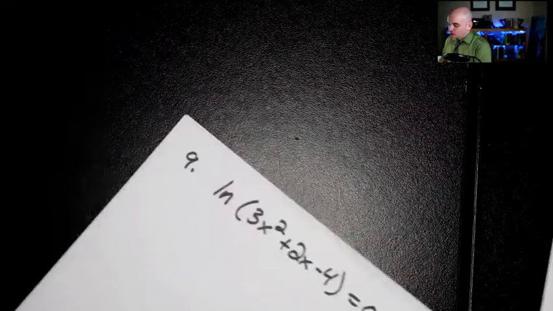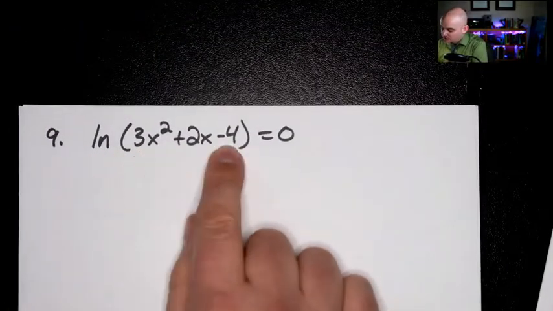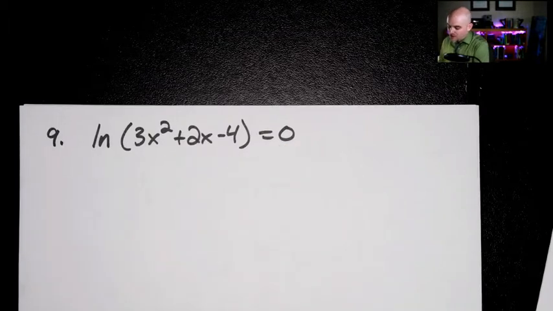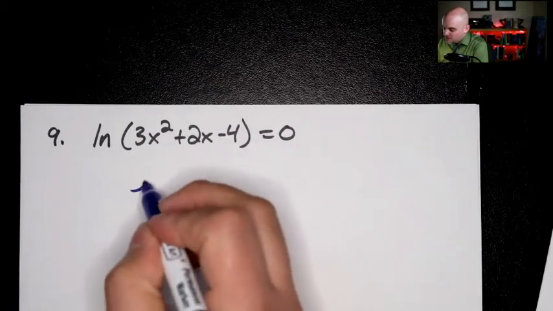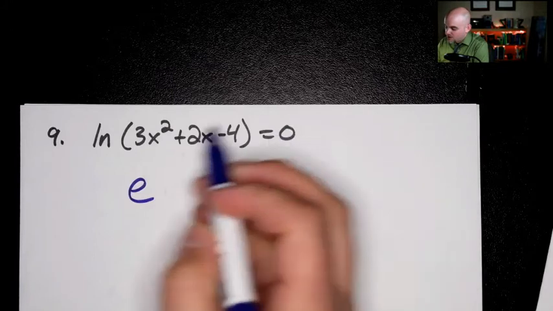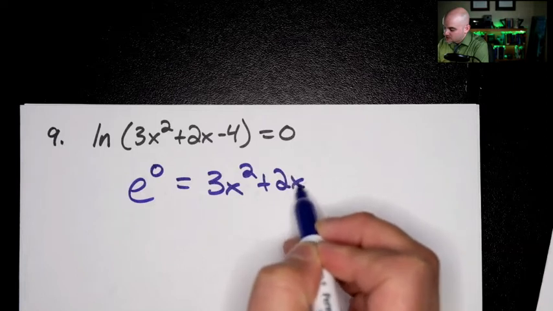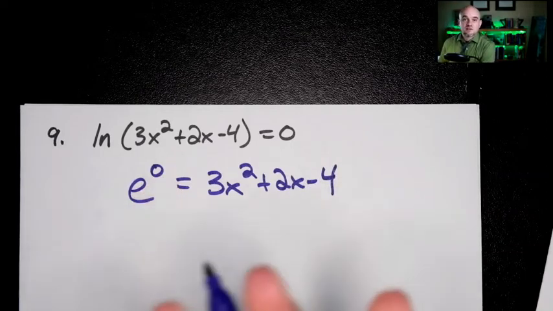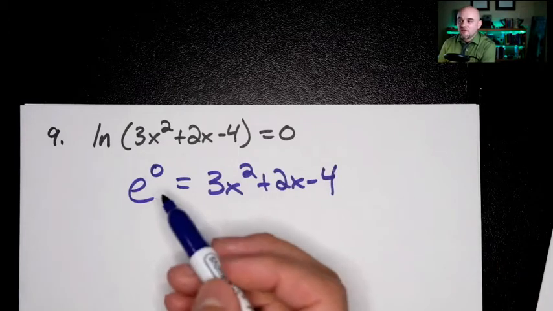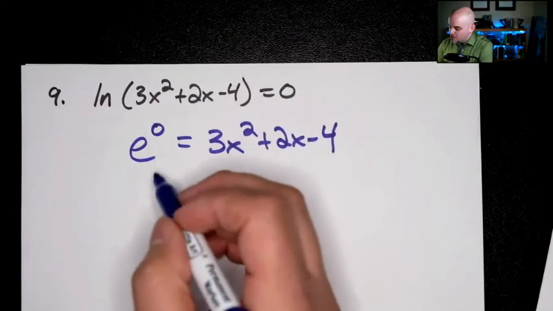All right, number 9. Let's straighten this up and do number 9. I've got the natural log of that mess equals 0. Once again, I'm going to convert this to exponential form. So this is base e. So I have e raised to this power right here, which is 0, must equal 3x squared plus 2x minus 4. Well, e to the 0, anything raised to the 0 power is 1, even e. E is just 2.71 something. So I'm raising this to the 0. That's going to be 1.